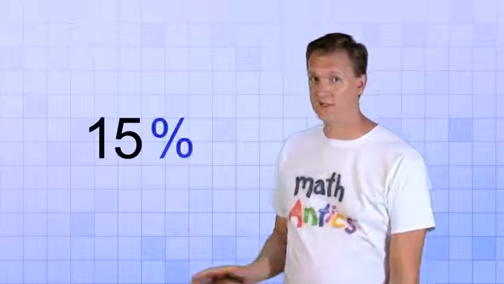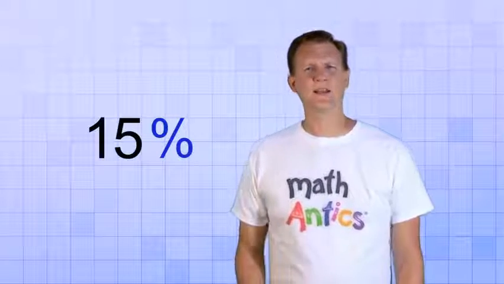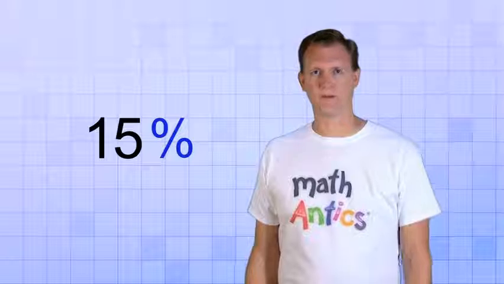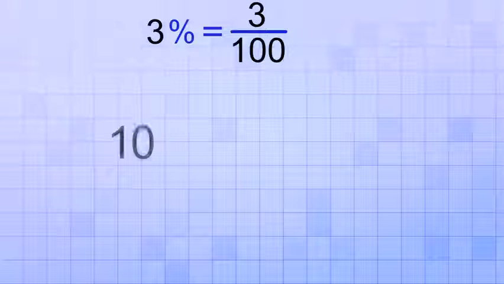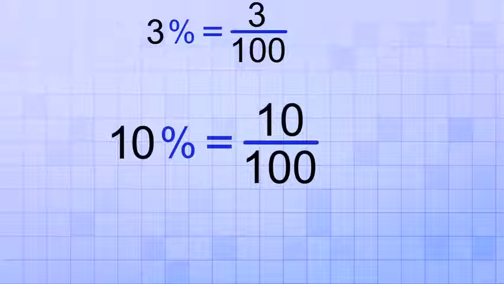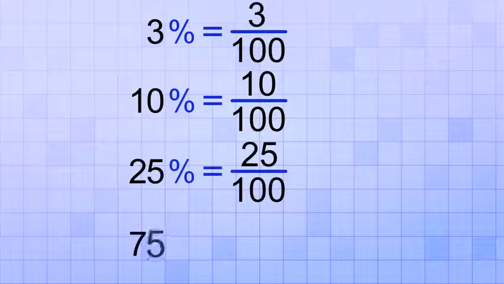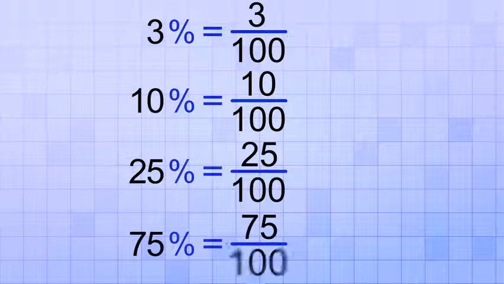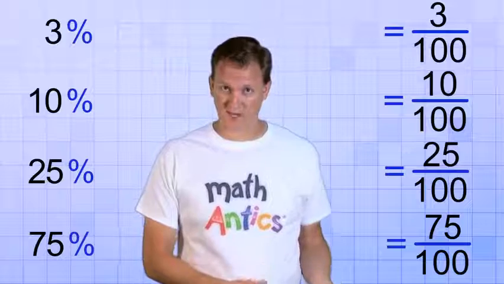All right then, so whenever you see a percent like this, you know it can be replaced with, or converted to, a fraction. Let's look at a few examples so you see the pattern. 3% means 3 over 100. 10% means 10 over 100. 25% means 25 over 100. And 75% means 75 over 100. These are percents, and these are the fractions that they stand for.